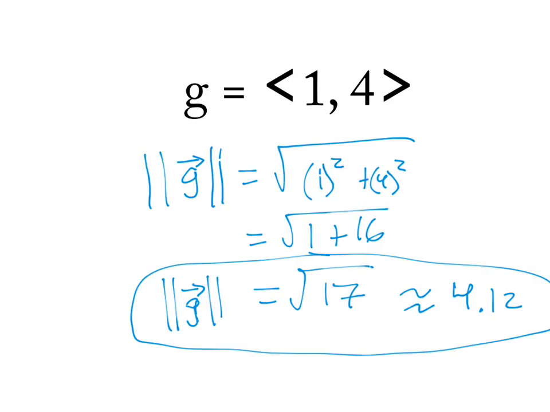All right, let's go ahead and have you check. You should have gotten the square root of 17. And that's because 1 squared is 1, 4 squared is 16, 1 plus 16 is 17. So it's the square root of 17, and the square root of 17 is about 4.12. It'd be great if you could do both the exact value and the approximate value.